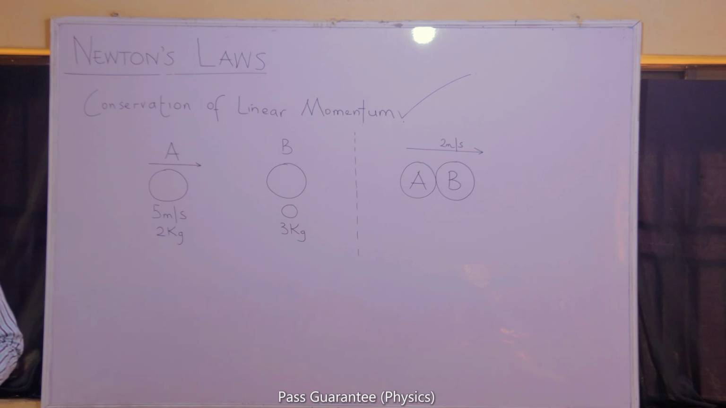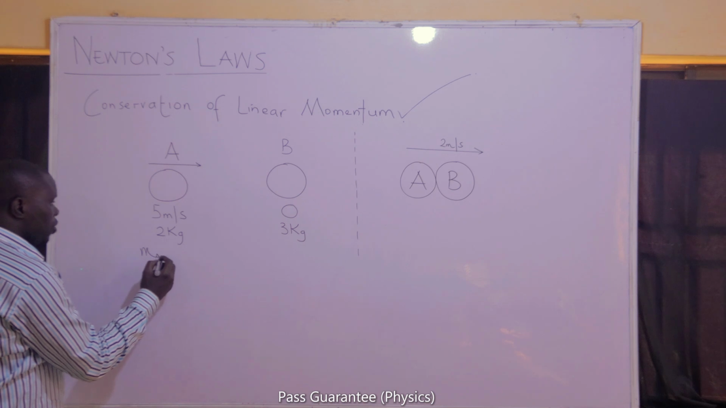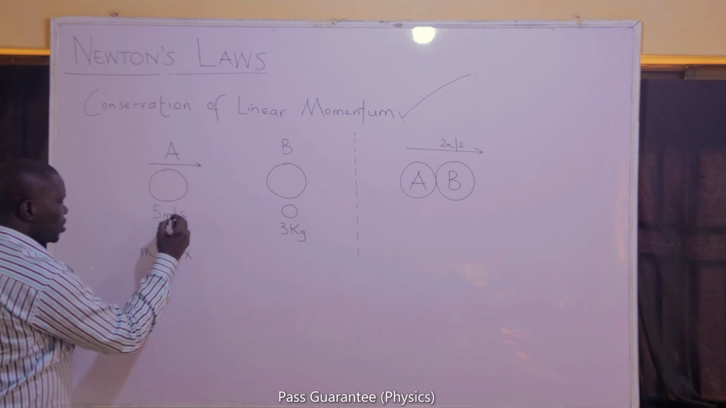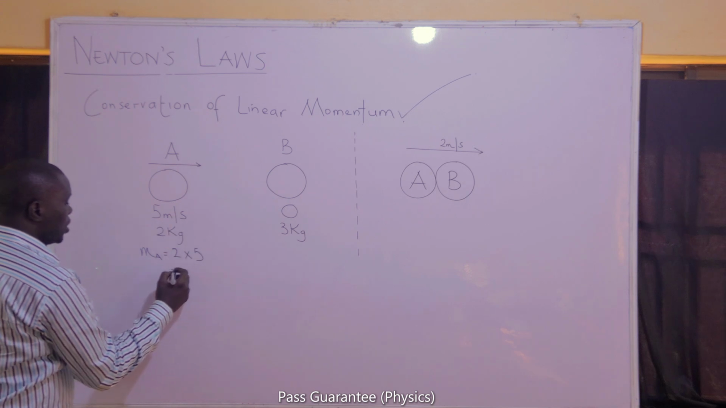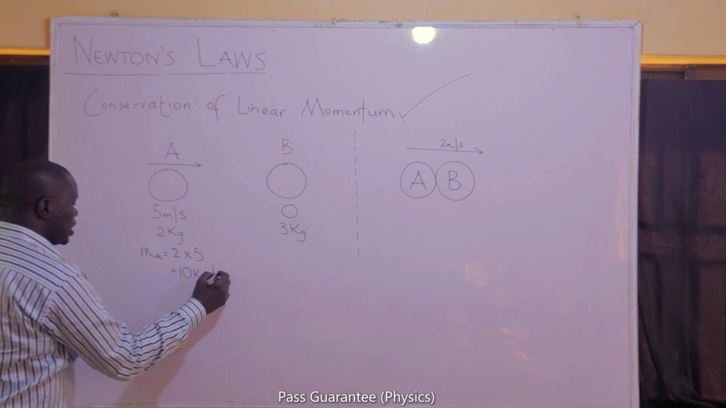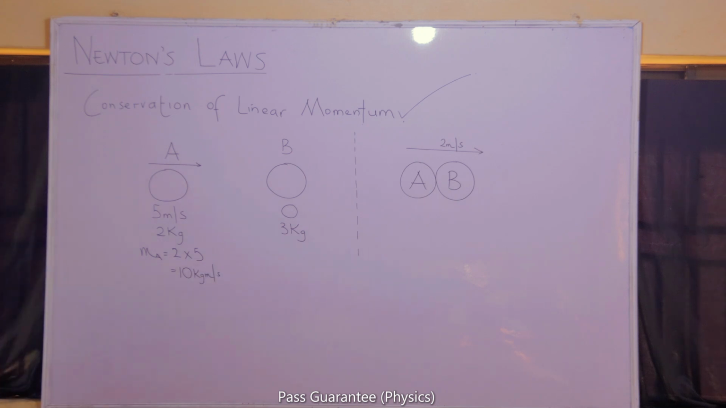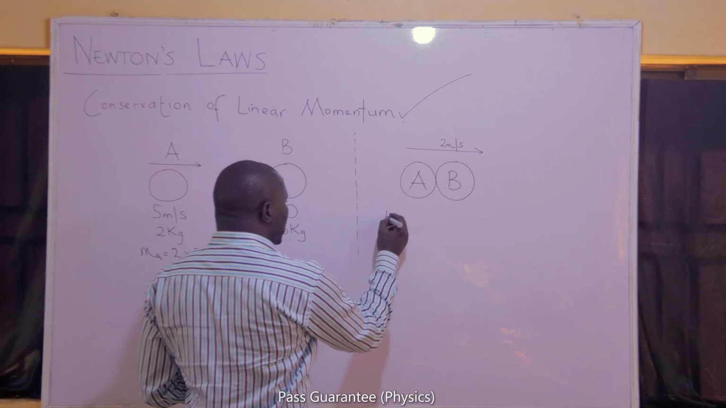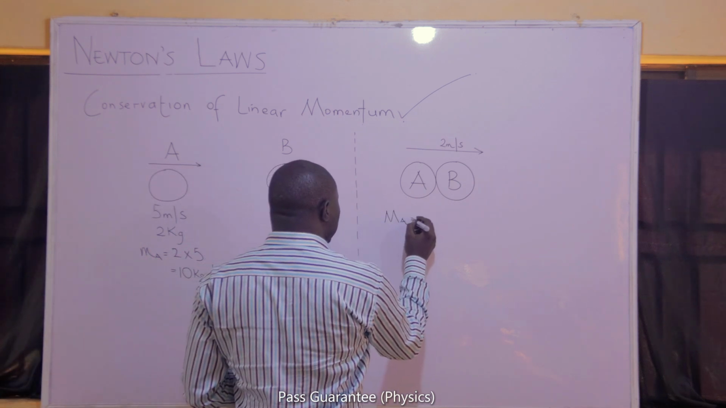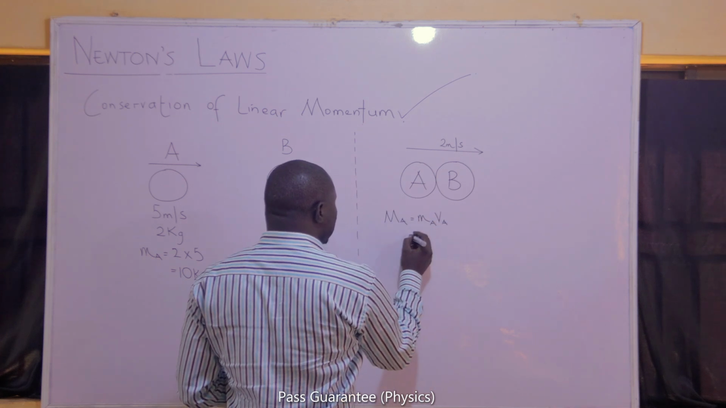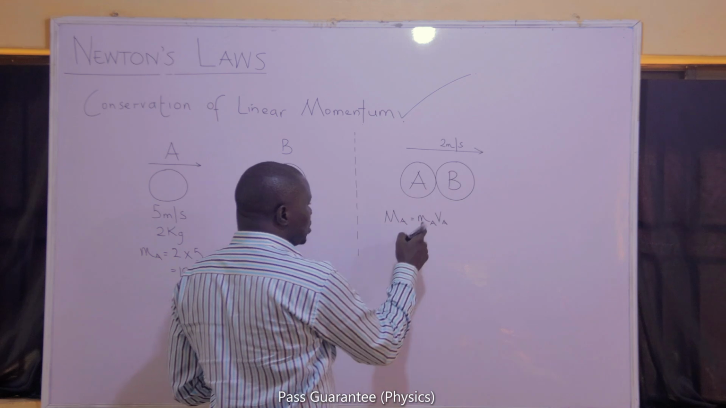What is the momentum of A before collision? The momentum of A before the collision is the mass of A, 2, times the velocity of A before collision, and that is 10 kg meters per second. I've solved the first one. It's as simple as that. What is the momentum of A after collision? After collision, the momentum of A will be the mass of A, this time times the final velocity of A.